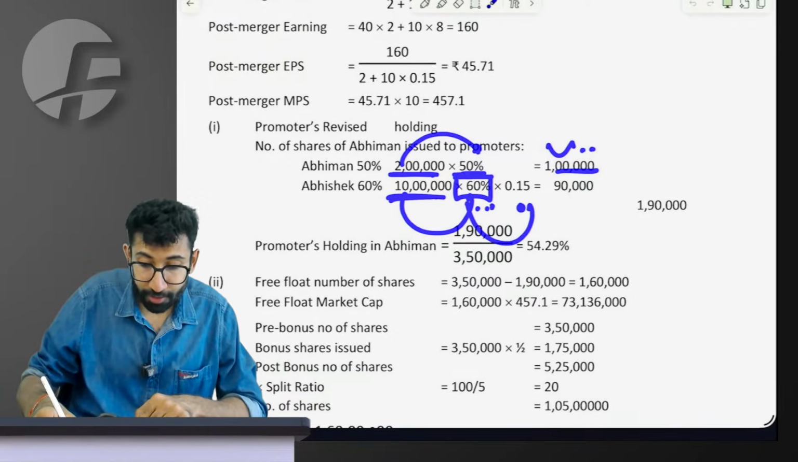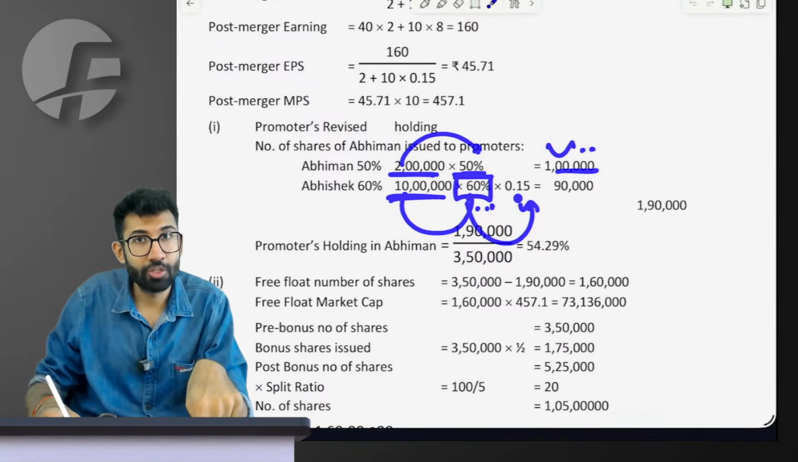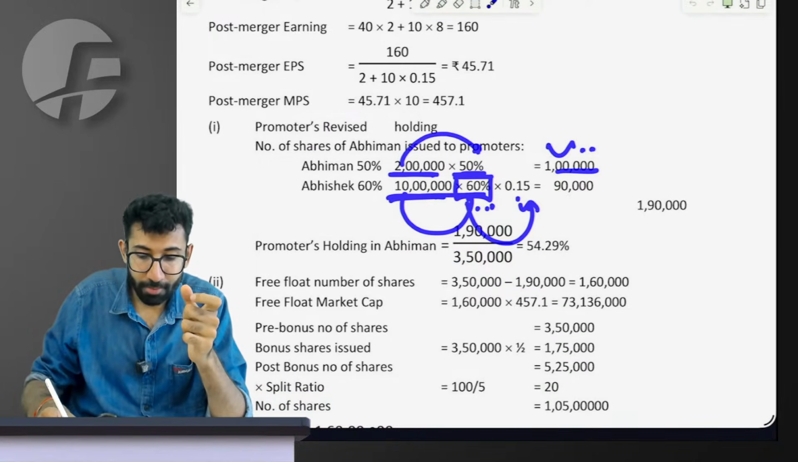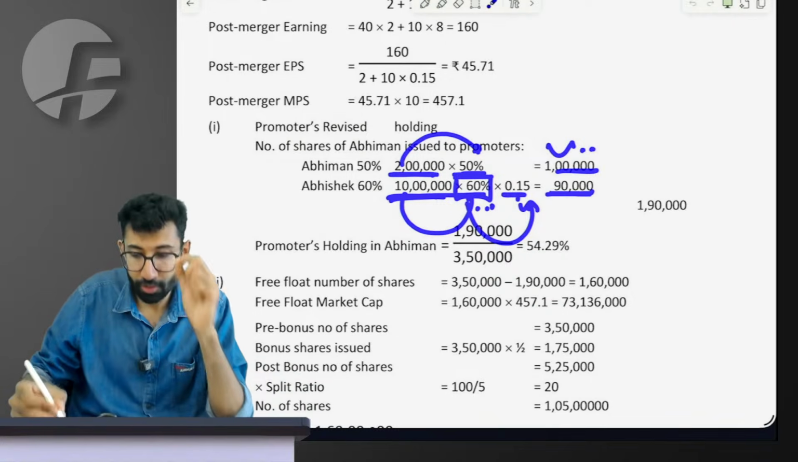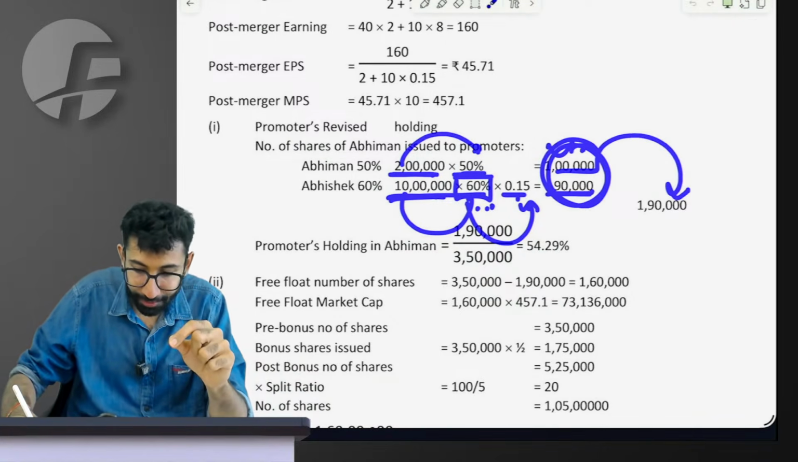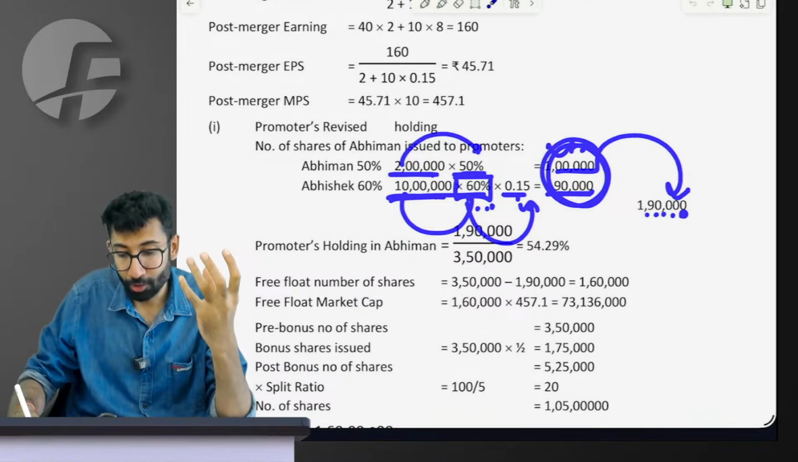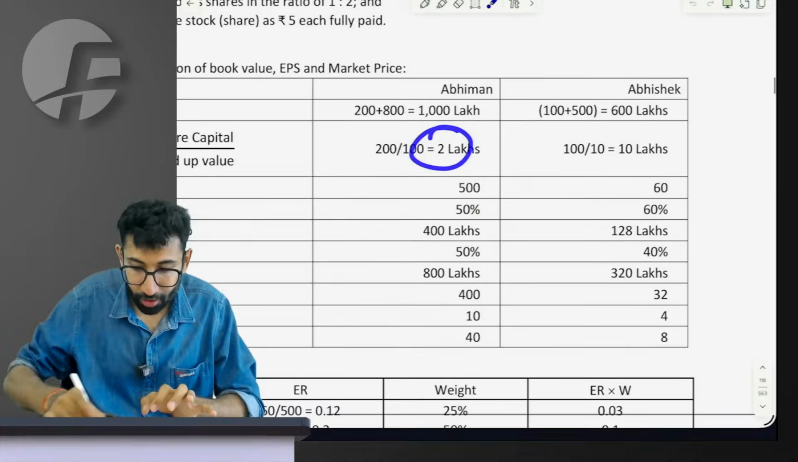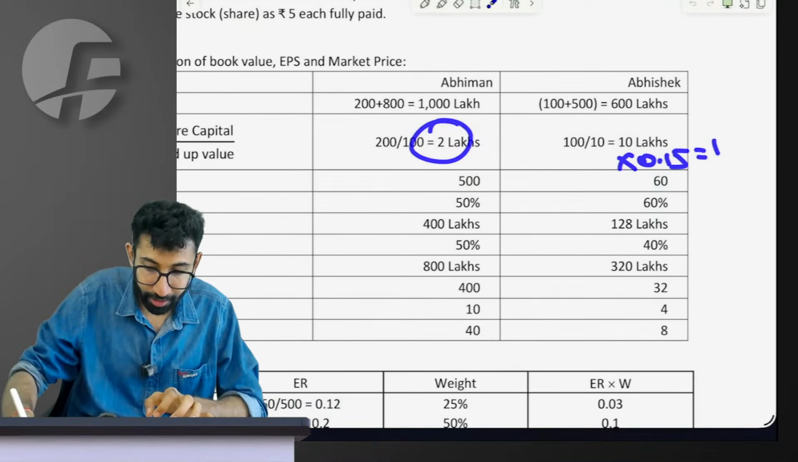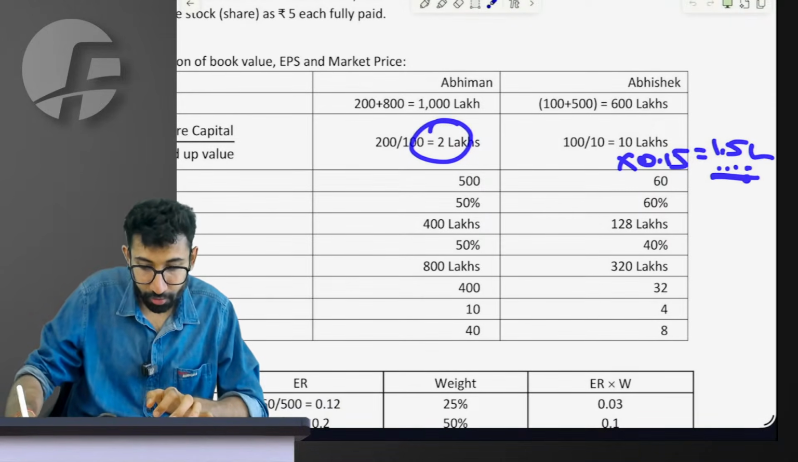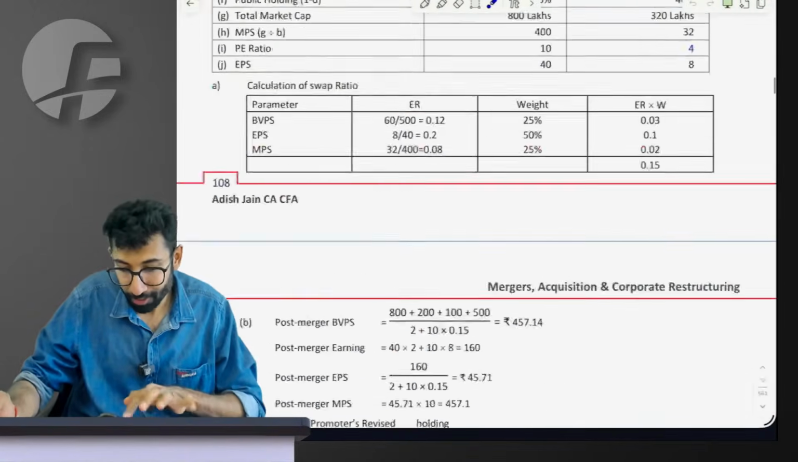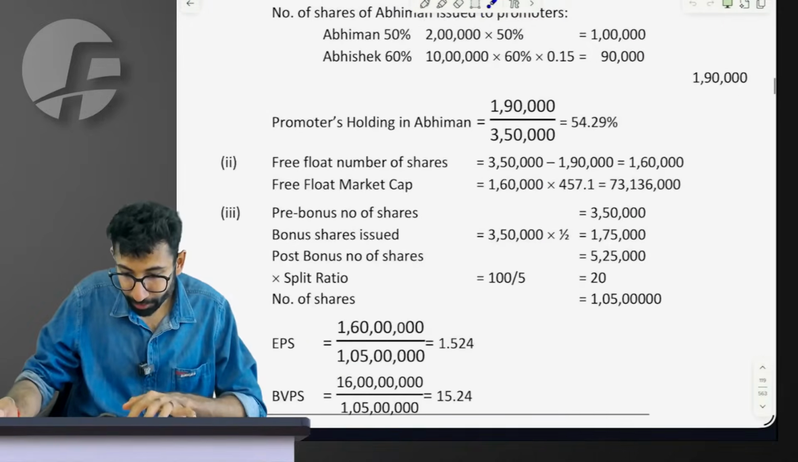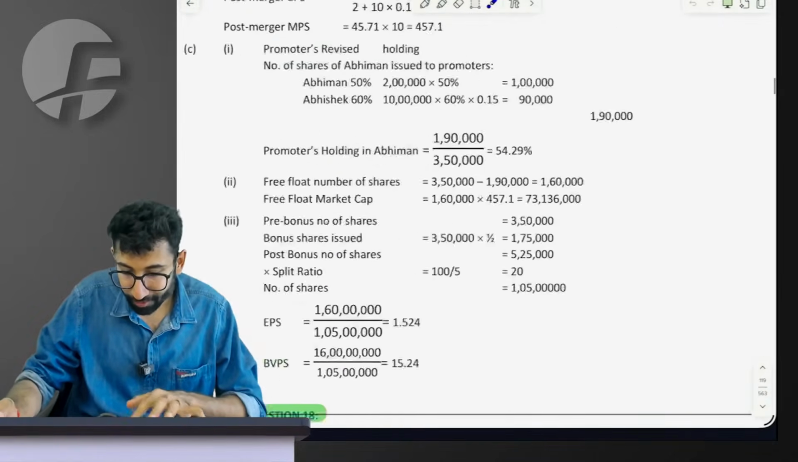Against this 60% share, for every one share, what is the exchange ratio? 0.15. So how many shares will be allotted to them? Sir, 10 lakh into 60% into 0.15 gives me 90,000. So the total number of shares they are holding now is 90,000. And how much is the total number of shares? Abhiman had 2 lakh shares initially, and against 10 lakh, if 0.15 are issued, that means 1.5 lakh shares are additionally issued. So 2 plus 1.5 gives me 3.5 lakh shares.